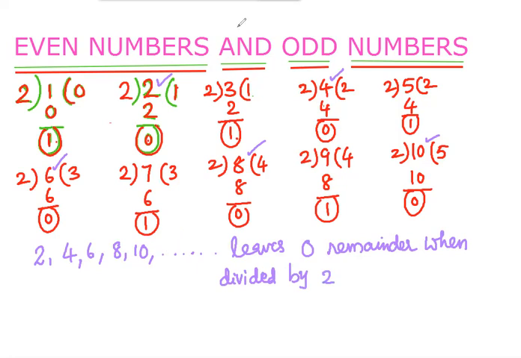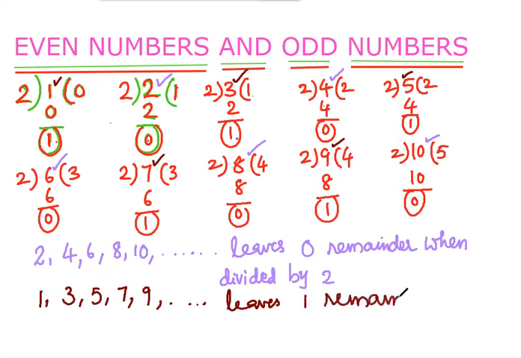Next, 1, 3, 5, 7, 9. These numbers leave remainder 1 when divided by 2.